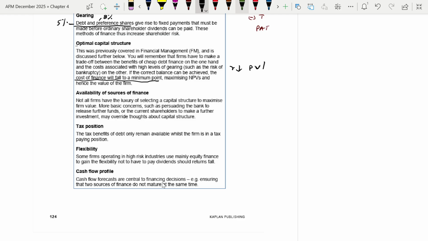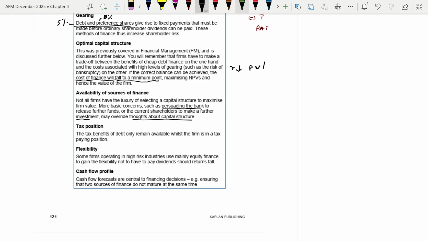More basic concerns, such as persuading the bank to release further funds or current shareholders to make further investment, may override thoughts about the capital structure. Very focused on your job profile, how it is going to be worked out. Tax position: there are tax benefits for debt only that remain available.